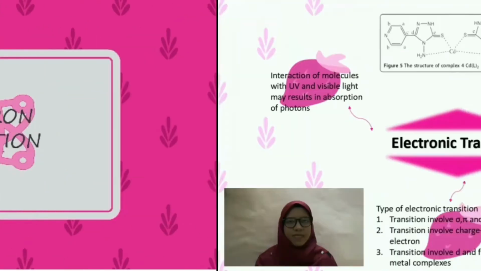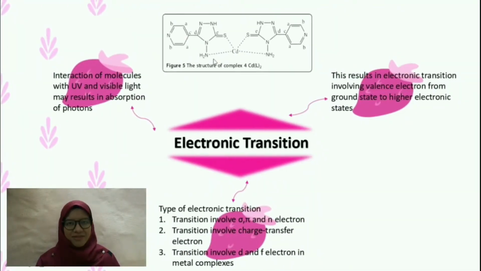Electronic transition. Like my friend mentioned before, this is our complex. Now I will explain to you about electronic transition. Interaction of molecules with UV and visible light may result in absorption of photons. This results in electronic transition involving valence electron from ground state to higher electronic state. They are called excited state. There are three types of electronic transition, which are transition involving sigma, pi, and n electron, transition involving charge transfer electron, and transition involving d and f electron in metal complex.